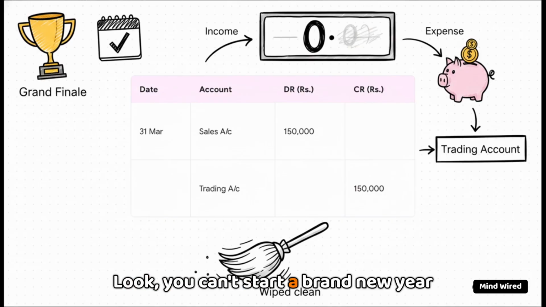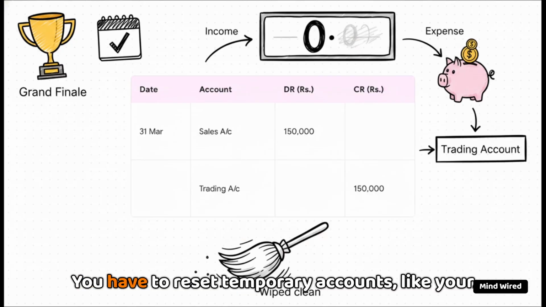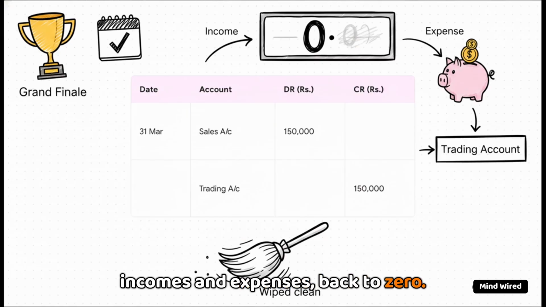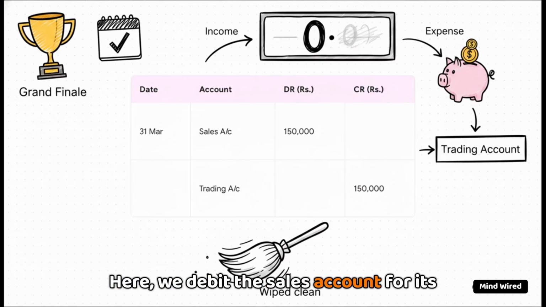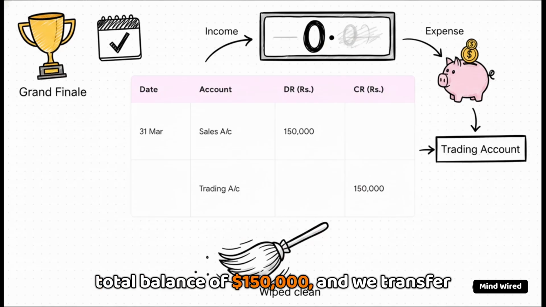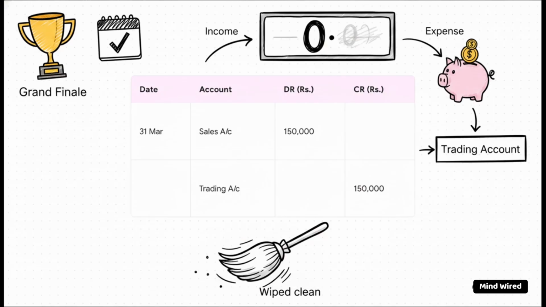Look, you can't start a brand new year with last year's sales numbers still stuck on the scoreboard, right? You have to reset temporary accounts, like your incomes and expenses, back to zero. To do this, we forcefully empty them. Here, we debit the sales account for its total balance of $150,000, and we transfer that balance by crediting the final trading account. Boom! The scoreboard is wiped clean for the new year.